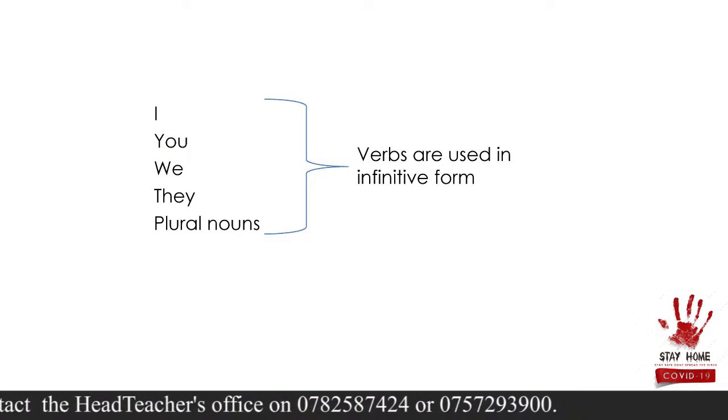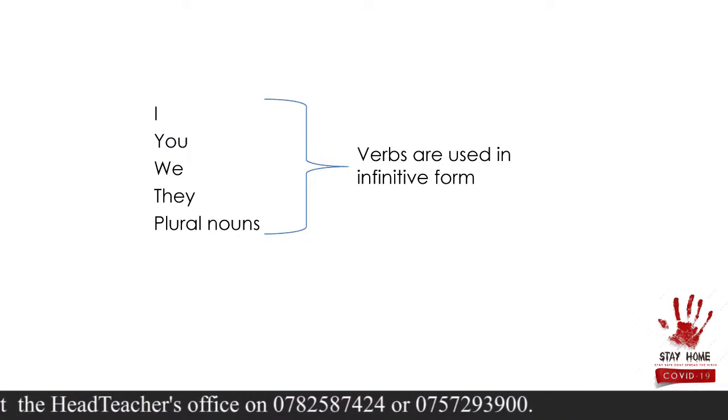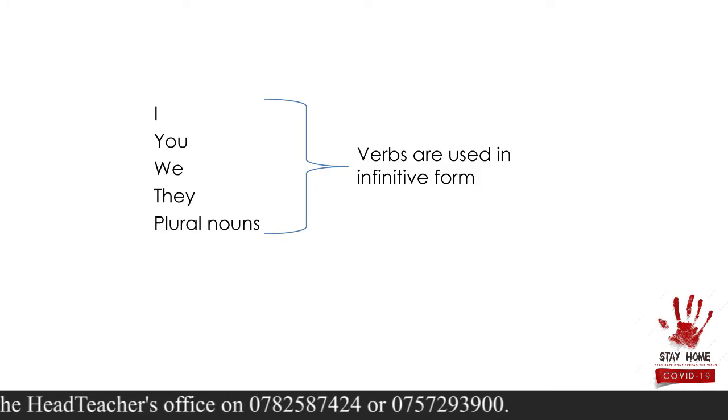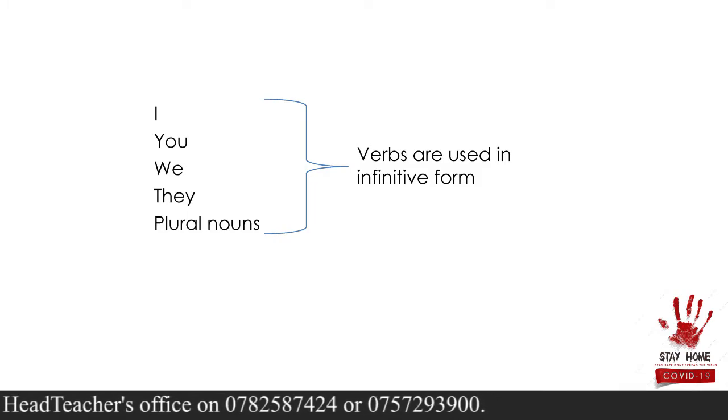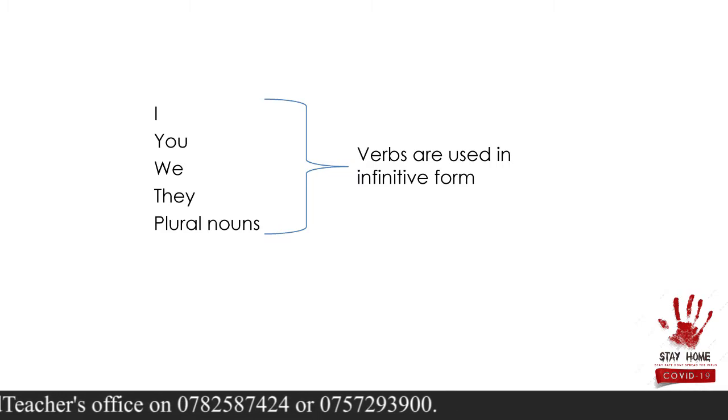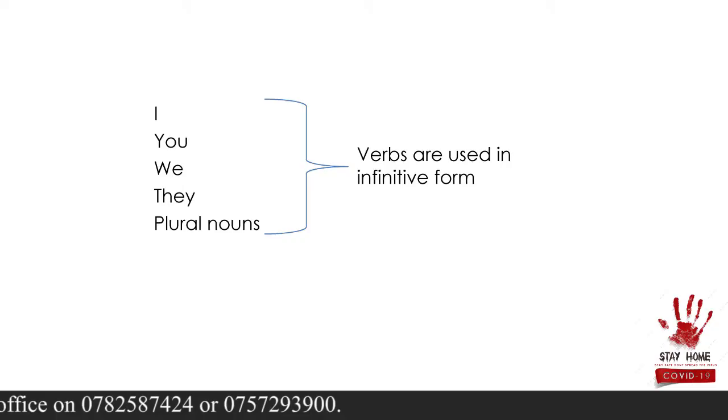Then we have we. We is the first person plural. When we come to the plural pronouns and plural nouns, they all take verbs in the infinitive form. We is the first person plural. The second person plural is still you. The third person plural is they. So when we come to plural pronouns, we all take verbs in the infinitive form.